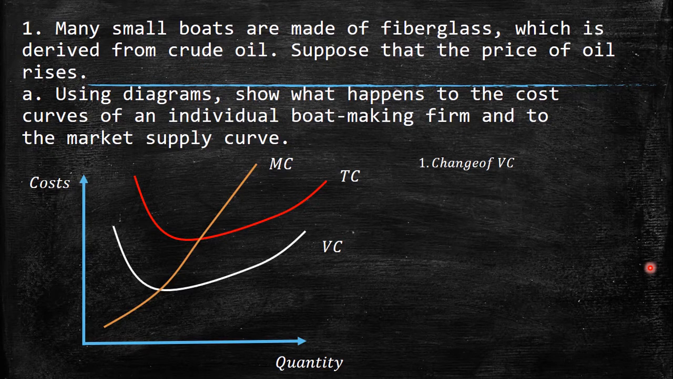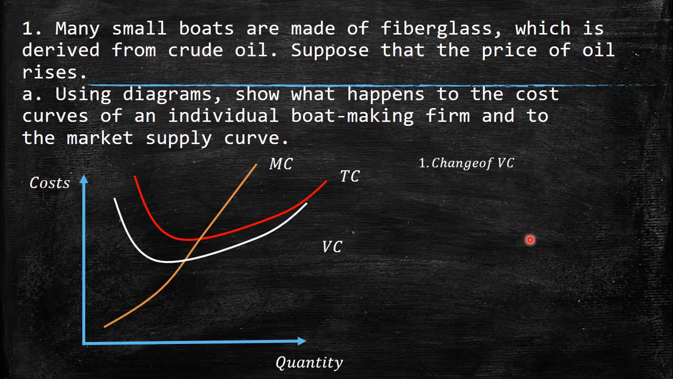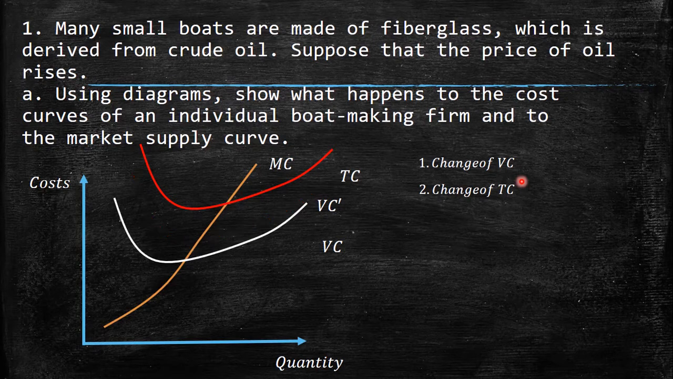In this case the average variable cost will increase. So you will see that the average variable cost is going to move up. Then we have the average variable cost prime, the other one. Then automatically, when you have a change of the variable cost and the fixed cost remains the same, there is going to be a change of the total cost. So it makes your total cost go up as well.